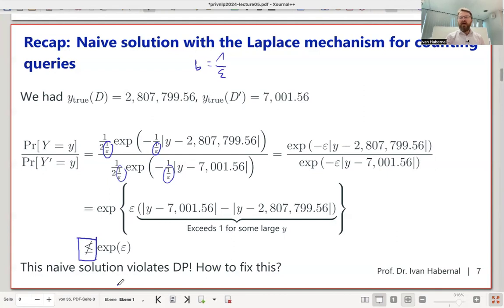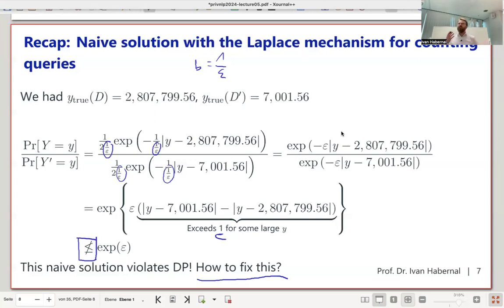And the question we finished last lecture with is how to fix that. Maybe you had some thoughts about it, maybe not, but maybe you can think about it again now. So how should we fix that? How can we make sure that this will not exceed 1? Maybe the Laplace distribution is not a bad idea in the first place, but maybe we're missing something.